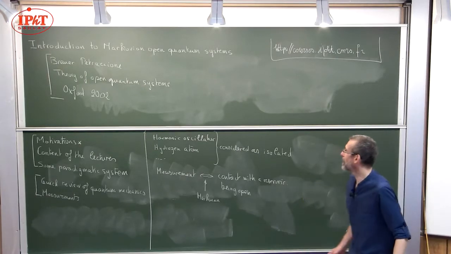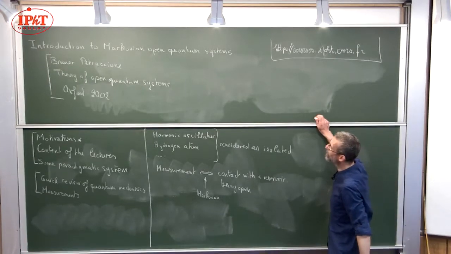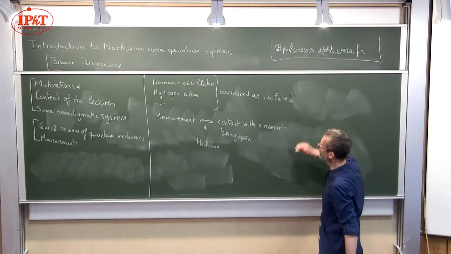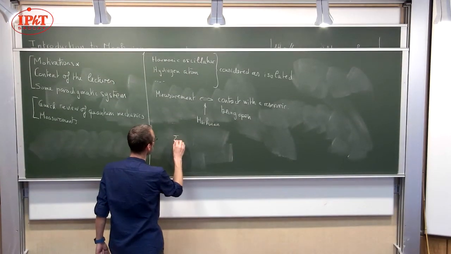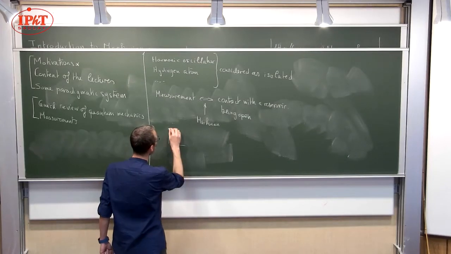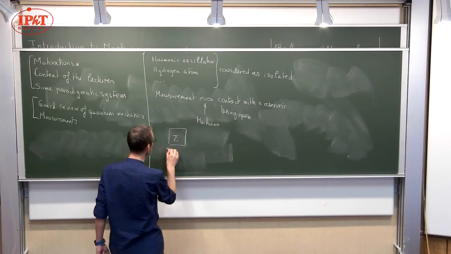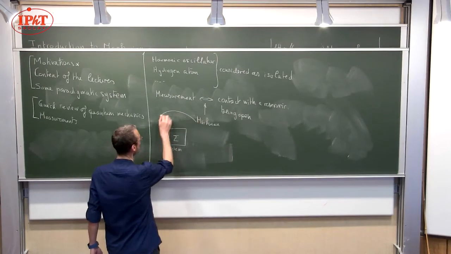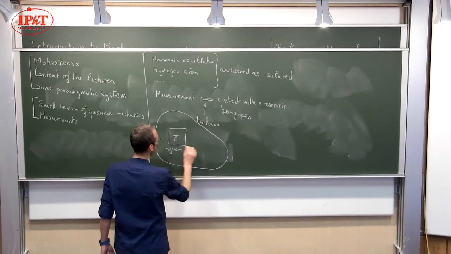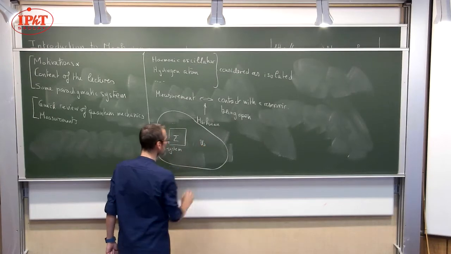So basically what we want to model is the following situation, where you have something which I always try to call sigma, which is the system, and it's part of something which I will call the universe.